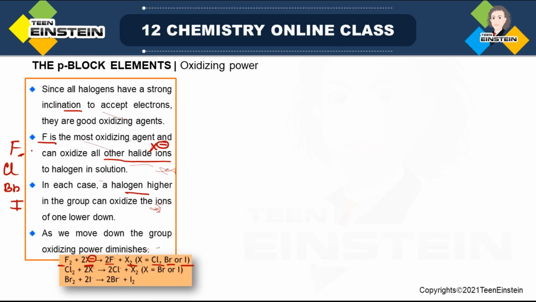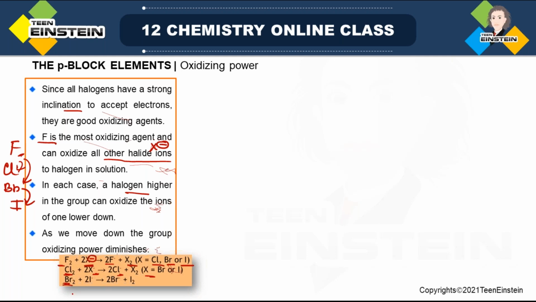That means if F is present, it can oxidize Cl minus, Br minus, I minus. Similarly, if you have chosen chlorine, chlorine will be able to accept electrons, that is, it can oxidize only bromide and iodide, not fluoride. So look at this equation. When you have chosen chlorine, it can react with X minus and accept electrons from X minus, itself converted to Cl minus. But remember here, X is only Br and I. It is not F, because F is above chlorine and fluorine is more oxidizing. So it is not possible.